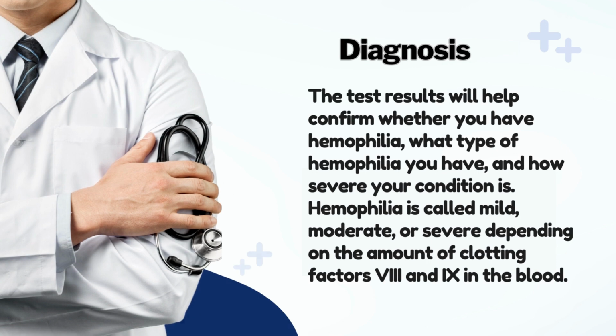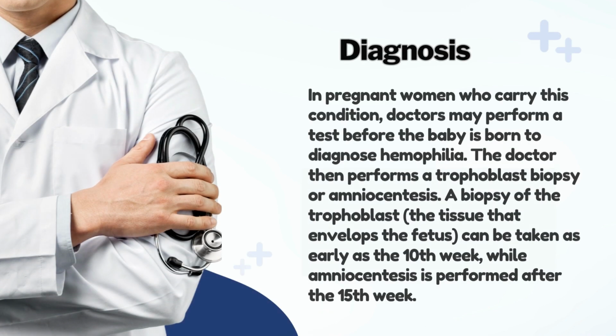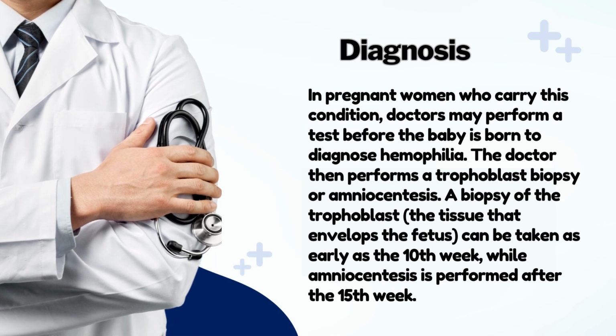The test results will help confirm whether you have hemophilia, what type of hemophilia you have, and how severe your condition is. Hemophilia is called mild, moderate, or severe depending on the amount of clotting factors VIII and IX in the blood. In pregnant women who carry this condition, doctors may perform a test before the baby is born to diagnose hemophilia. The doctor then performs a trophoblast biopsy or amniocentesis. A biopsy of the trophoblast, the tissue that envelops the fetus, can be taken as early as the 10th week, while amniocentesis is performed after the 15th week.